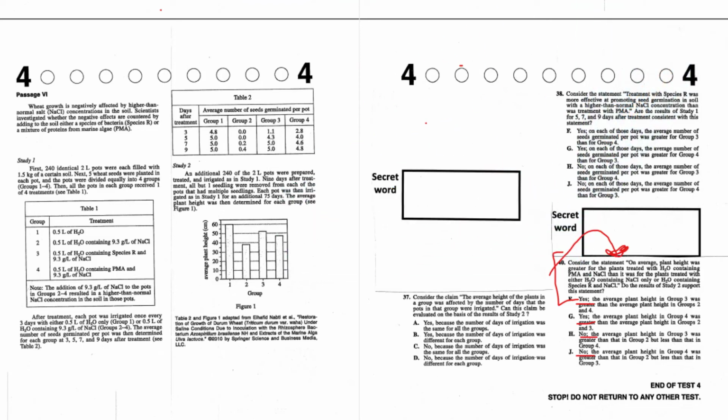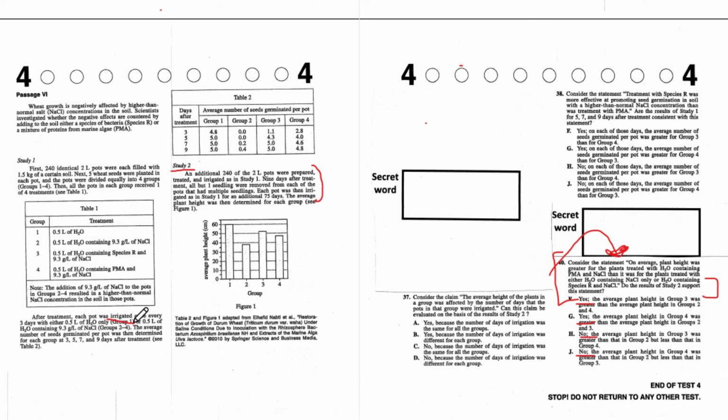Alright, first thing that I did is I read the question over here. It starts with, do the results of study 2 support this statement? Alright, so I know I'm dealing with study 2, so here's study 2. First thing I would do, read the topic sentence. And here's what it says. An additional 240 of the 2-liter pots were prepared, treated, and irrigated the same way as study 1. Okay, that makes sense.